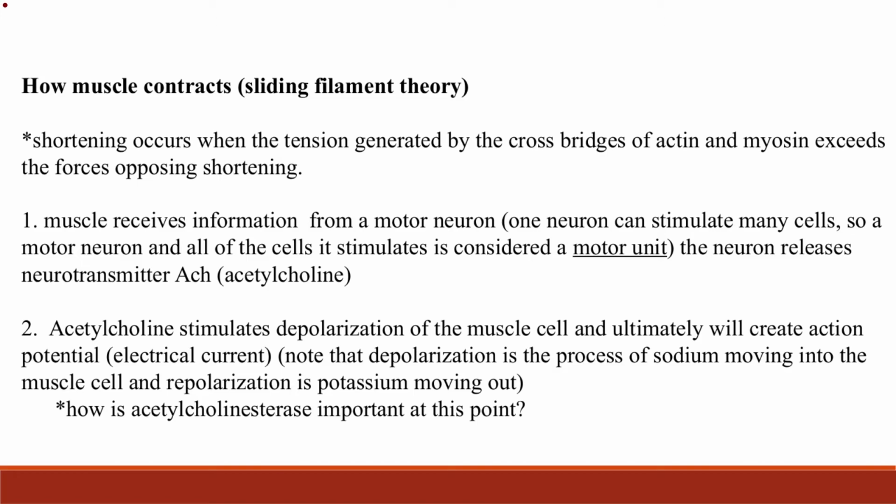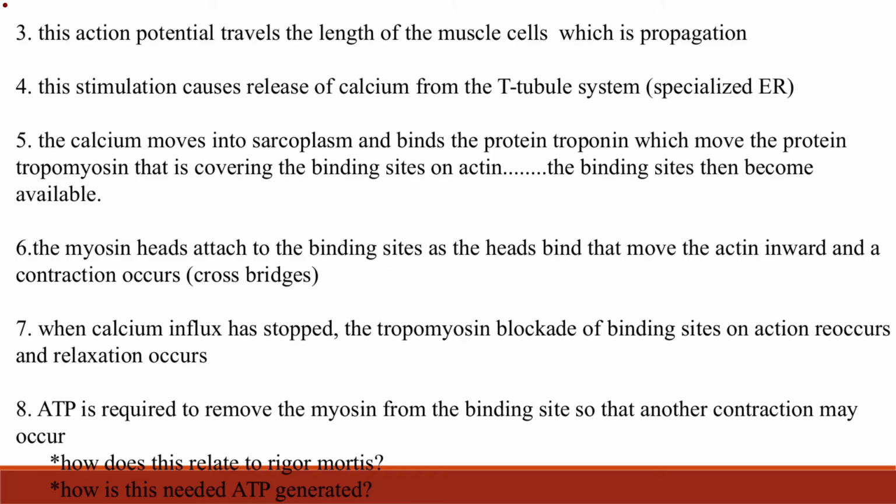So first, we stimulate a neuron, a motor neuron, to release neurotransmitter. The neurotransmitter is going to stimulate our muscle cell and cause a process called depolarization. That stimulation is going to move down the length of the nerve, and down the length of the muscle. That process is called propagation. You don't really have to worry about depolarization, repolarization, propagation with full understanding at this point. We'll talk about it with the nerve.